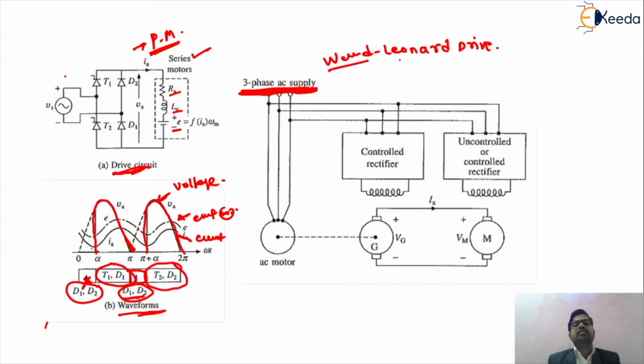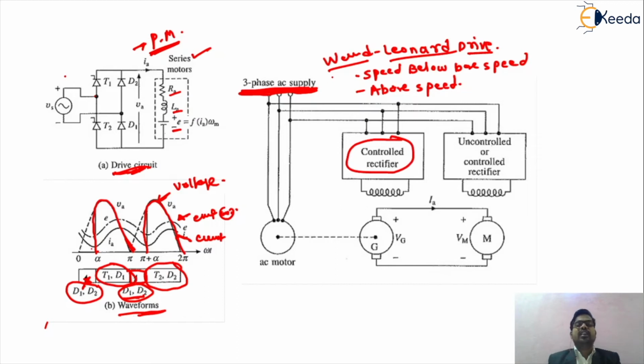So friends, what do we mean by the Ward Leonard drive? The Ward Leonard drive provides speed control below base speed as well as above base speed. We control the speed of the machine below and above base speed by the use of a controlled rectifier. For the arrangement of the Ward Leonard system, we require a separate machine. This is the AC supply that we give to the AC motor.